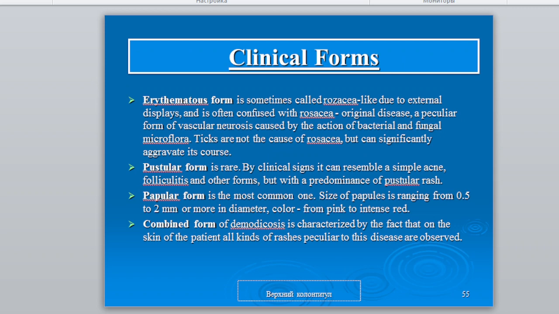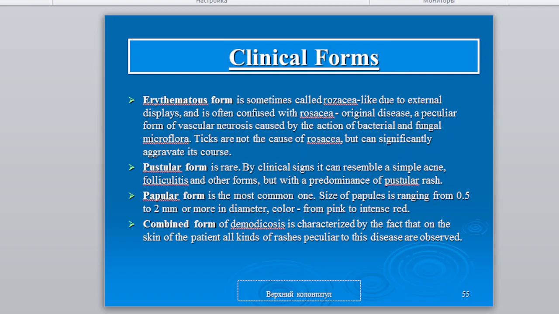Next, clinical forms. Erythematous form is sometimes called rosacea-like due to external displays, and is often confused with rosacea, an original disease, a peculiar form of vascular neurosis caused by the action of bacterial and fungal microflora. Ticks are not the cause of rosacea, but can significantly aggravate its course.